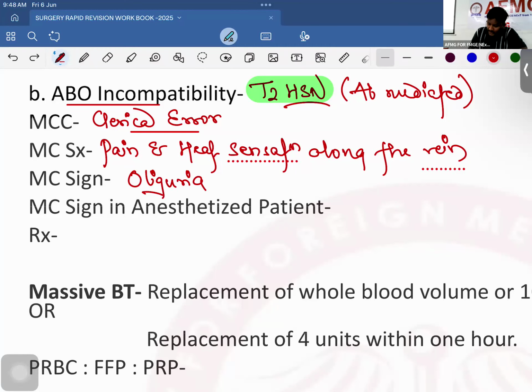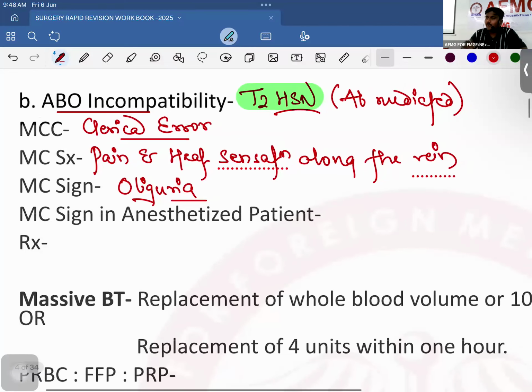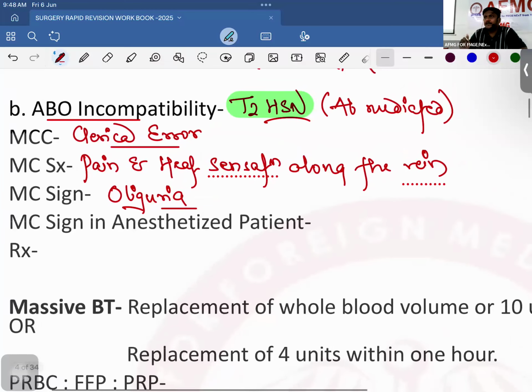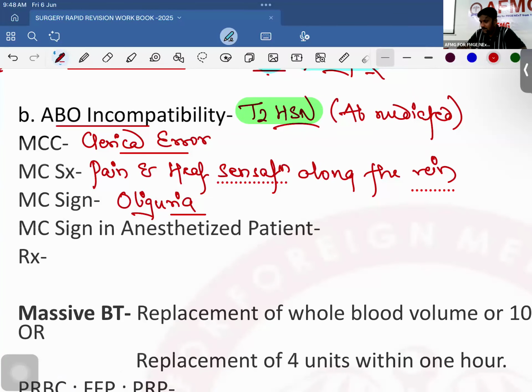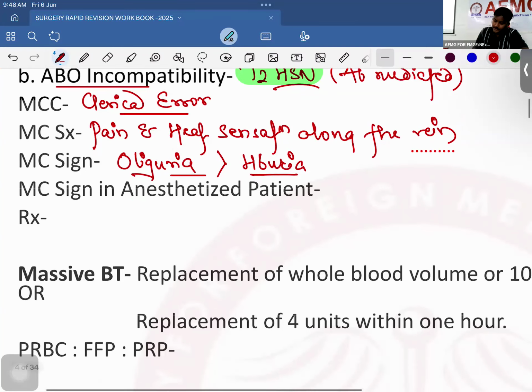Why? Because we know in ABO incompatibility, large clumps are formed in the circulation. They go and block the glomerulus, beta, decreasing the urine output of the patient, causing oliguria. If oliguria is not an option, the second most common sign is going to be, please remember, beta, hemoglobinuria. Why? Because the antibodies are going to target the RBCs and cause hemolysis, due to which the patient will have hemoglobinuria, beta. That is a dark color urine. Okay? So that is important.